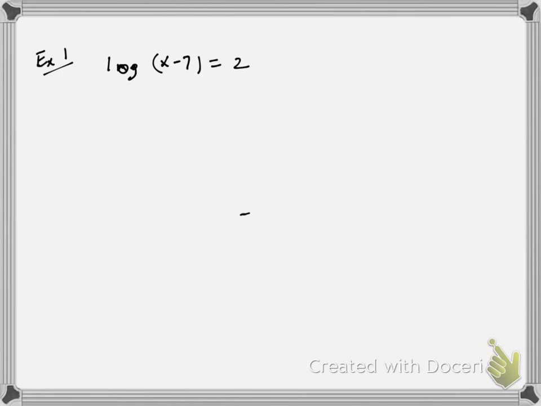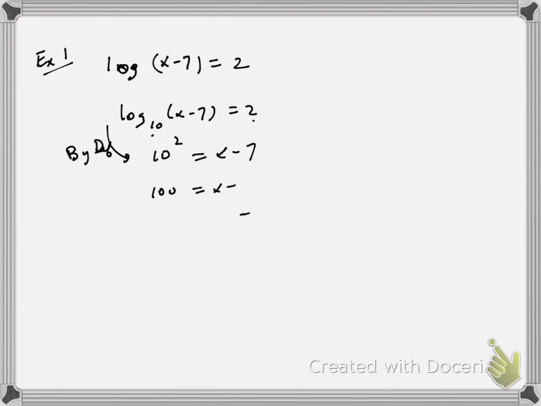Well, you have to understand that the base is understood to be a 10. So when you rewrite this by definition, you're going to have 10 to the second power, the base to the exponent, is equal to x minus 7. So you square that, because you have to follow order of operations, and you add a 7 to both sides, and you end up with 107 is equal to x.